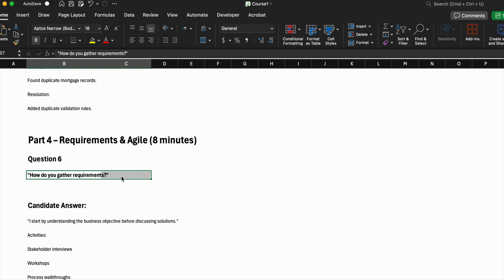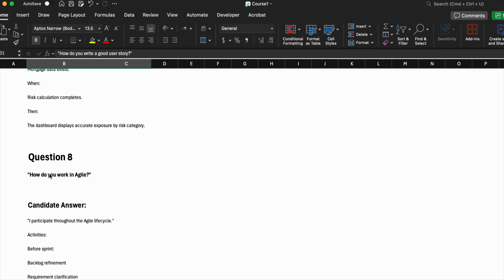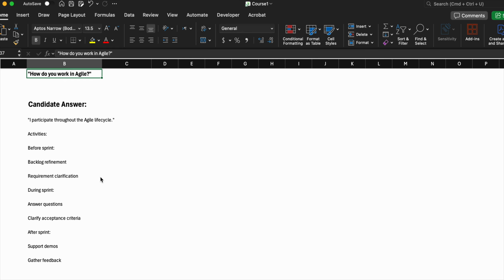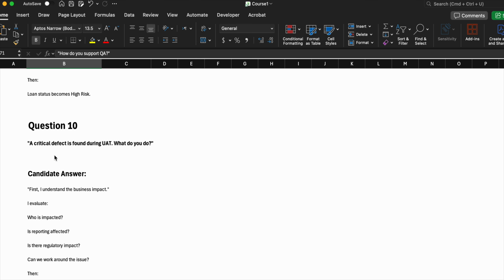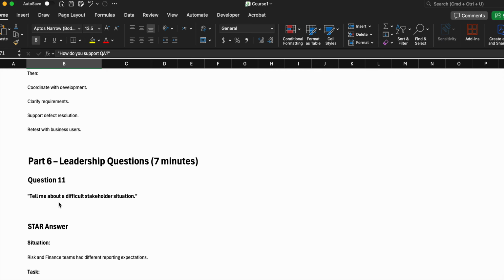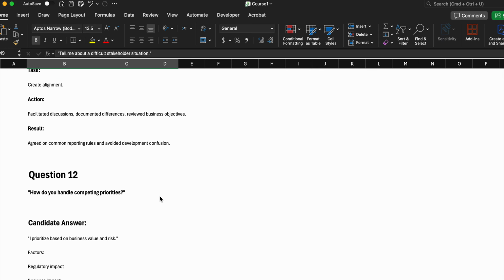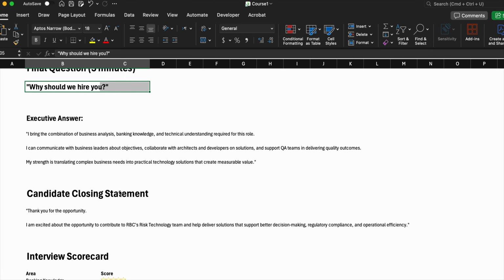How do you gather requirements? How do you write good user stories? How do you work in agile? How do you support QA? Okay, a critical defect is found during UAT, what do you do? Okay, tell me about a difficult stakeholder situation. How do you handle competing priorities? Why should we hire you? Okay, that's the final question.